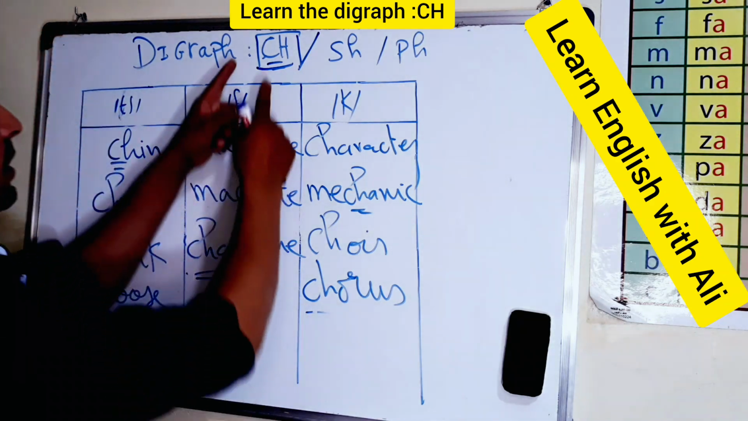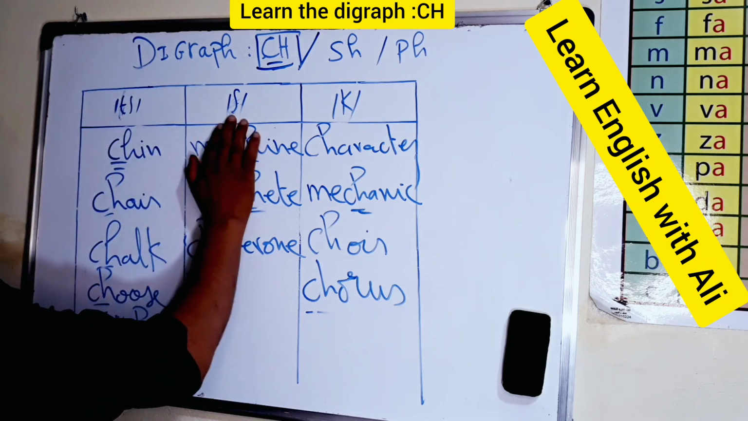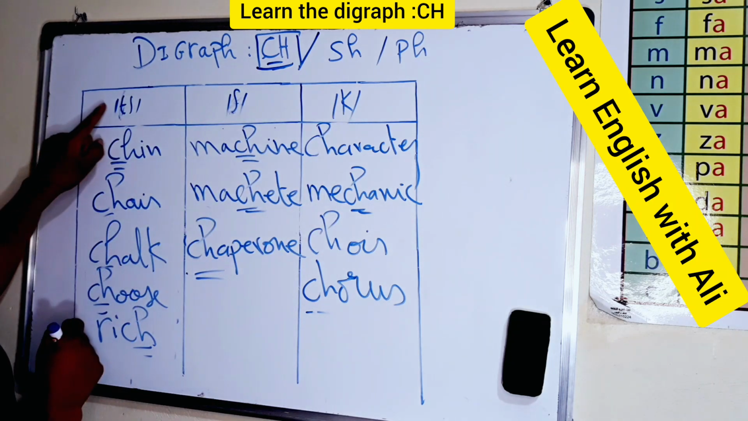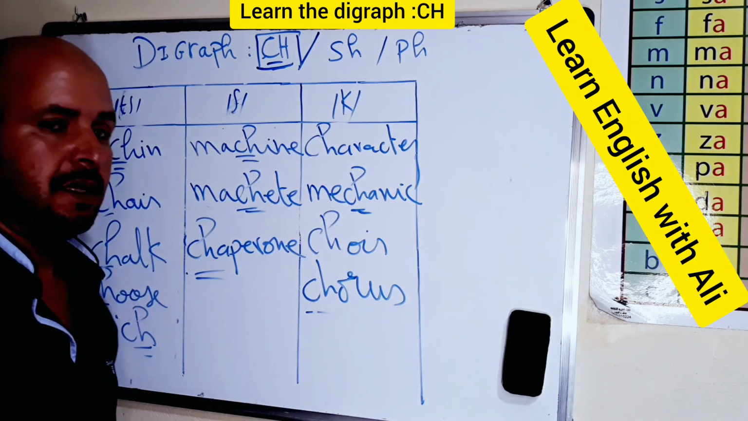So, the digraph CH has three ways of pronunciation. The first one is ch, the second one is sh, the third one is k.